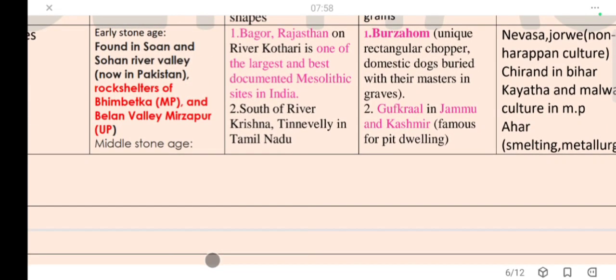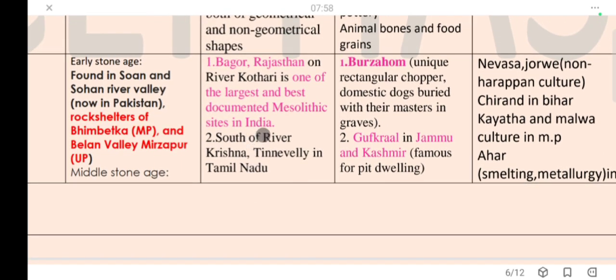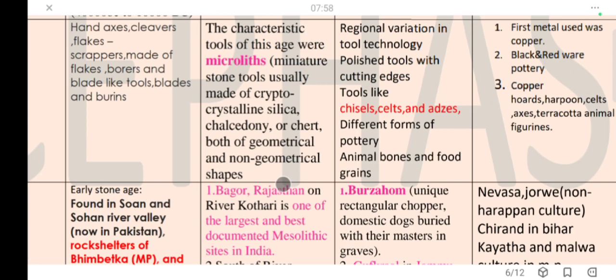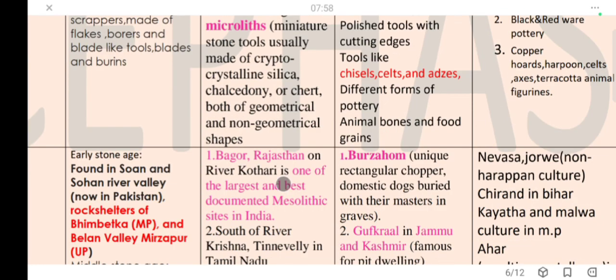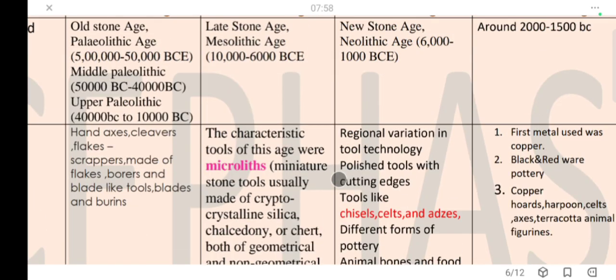Why the rivers? Because a lot of civilizations developed near rivers. Wherever water is present, you can see civilization, because water is very important for life. Bagor in Rajasthan on the river Kothari is one of the largest and best documented Mesolithic sites in India. South of the river Krishna and Tirunelveli in Tamil Nadu, we can see Mesolithic age artifacts and civilization.